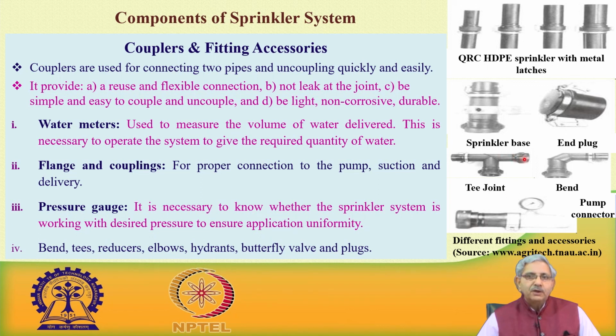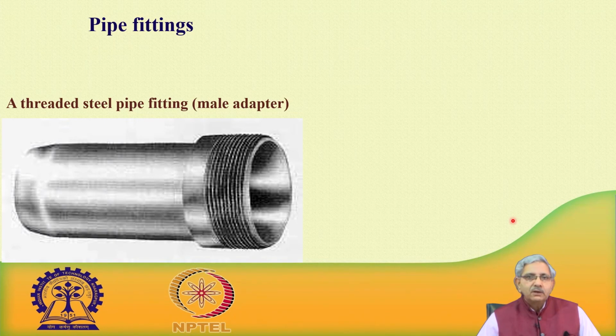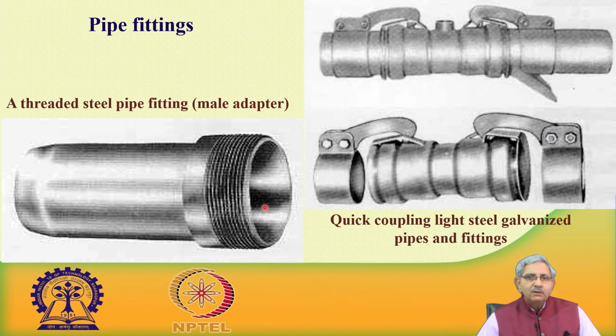This is a T when we want to divert water at 90 degrees, or it is a bend. Such types of devices are required when we want to connect the pipeline. This is the threaded steel pipe, which is sometimes needed. Now slowly all these couplings which were made of GI pipeline or steel pipeline have been replaced with PVC.